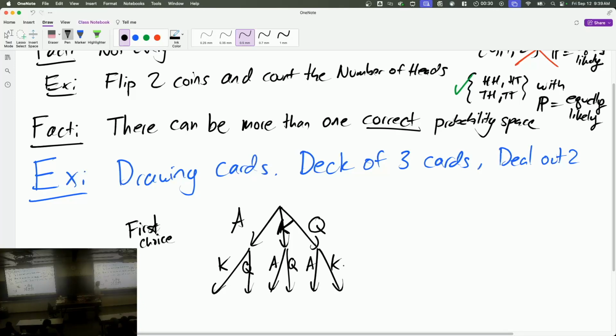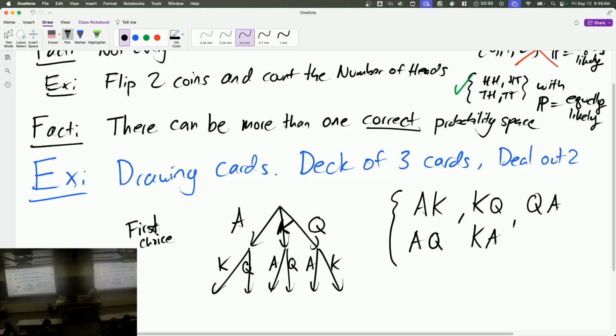And so finally, we have 6 possible things. 1, 2, 3, 4, 5, 6. And so the probability space is these 6 possibilities. There's ace-king, ace-queen, king-queen, or king-ace, or there is queen-ace, or queen-king. Those are the 6 possibilities.